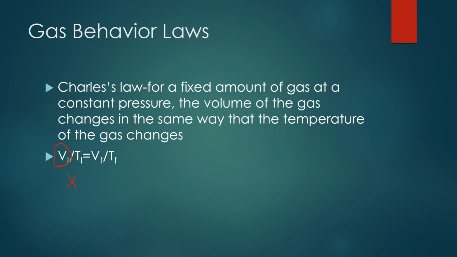So let's say we don't know starting volume. We know our starting temperature was 10. Again, excuse my writing. Starting temperature was 10. And we also know that we ended with a final volume of 20, and we ended with a final temperature of 2. So if we solve this out, you can cross multiply however you choose to do this, but if you cross multiply, you get 2x equals 200.